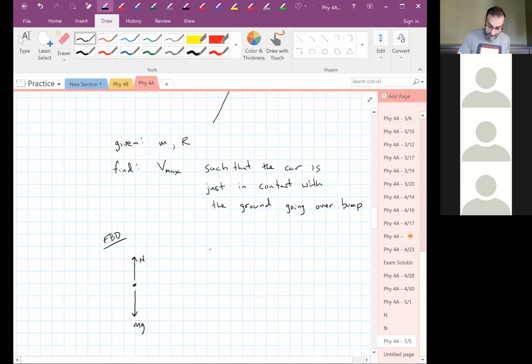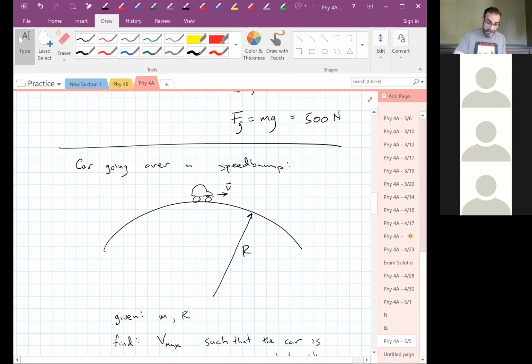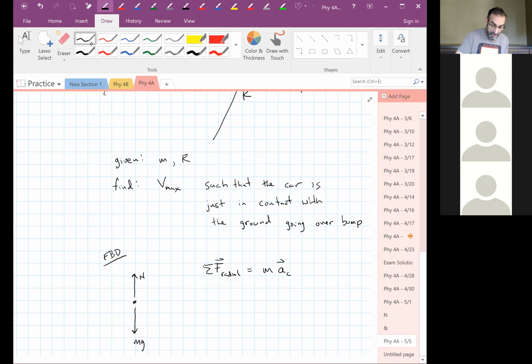Okay, what are we going to say? We're going to say the sum of the forces in the radial direction have to be m times a centripetal. And what direction are we going to choose as our positive direction? Towards the center of the circular path, right? Towards the center of the circle. This direction. So I'll choose radially inward, towards the center of the circle. In this case, it's down.